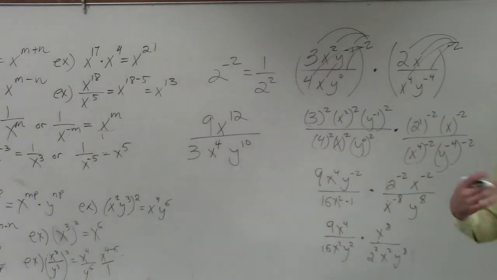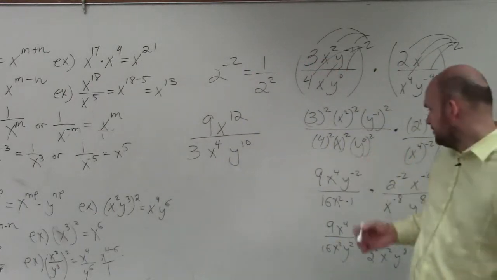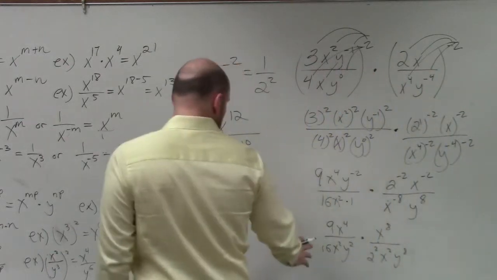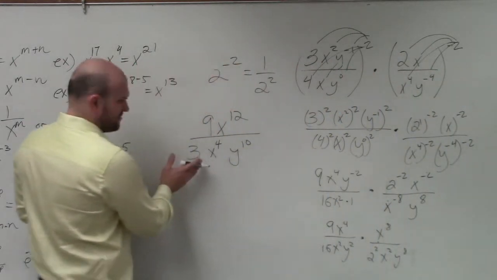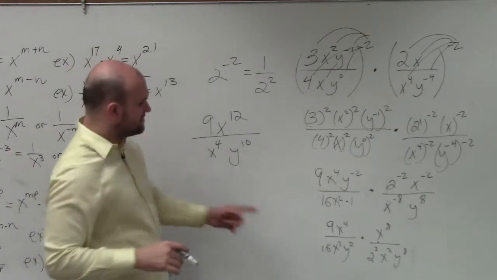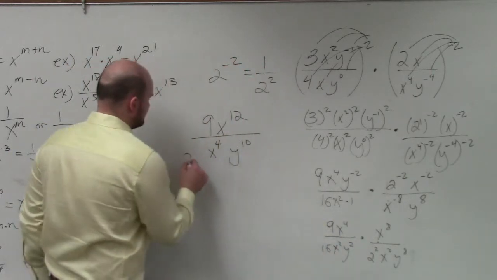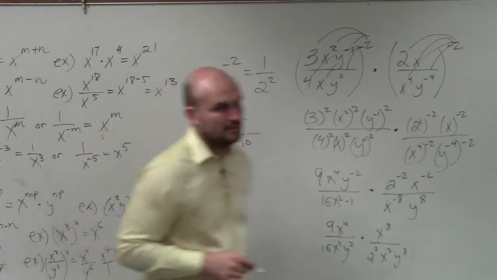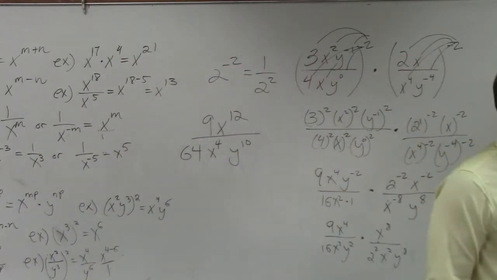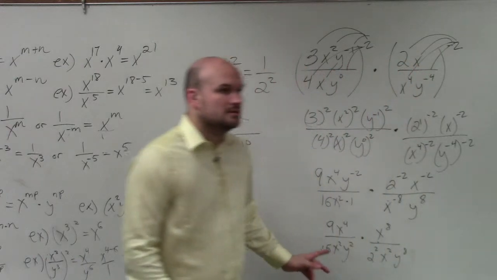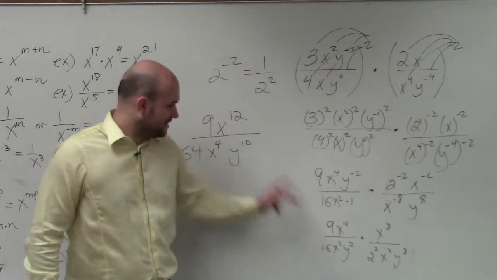Now I can use the quotient property. Well, the only thing I can really, oh, wait, hold on. That's 16, right? Oh, 16 times 4. So 2 squared is 4. 4 times 16 is 64, correct? Did you follow me from where I got from here to here?